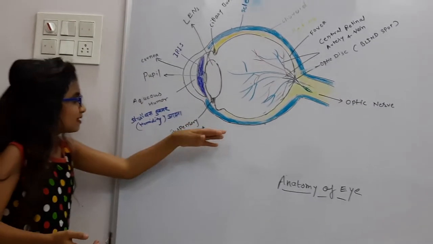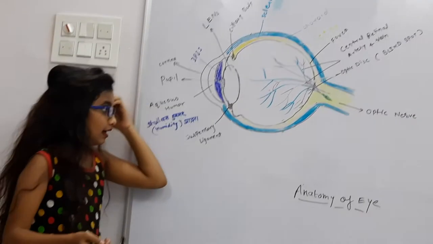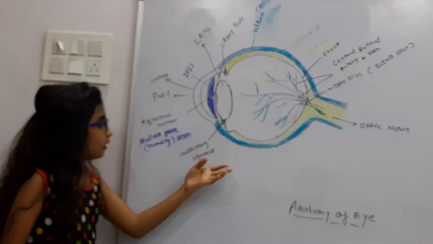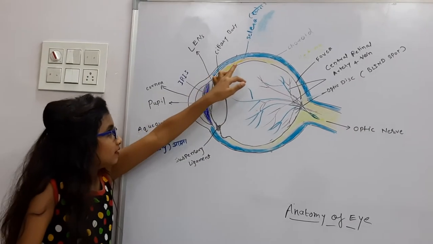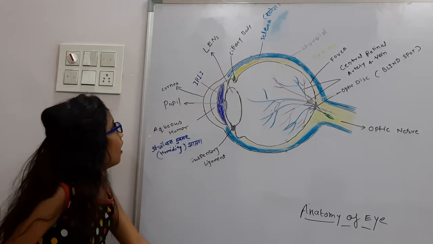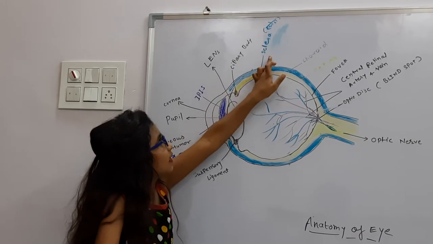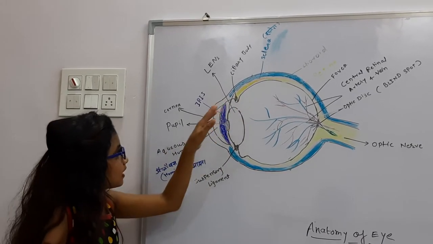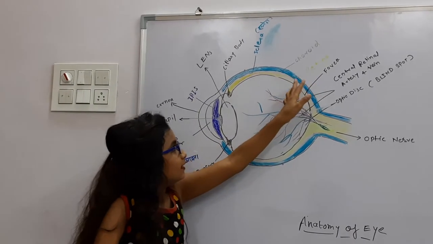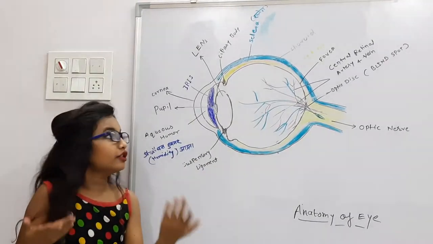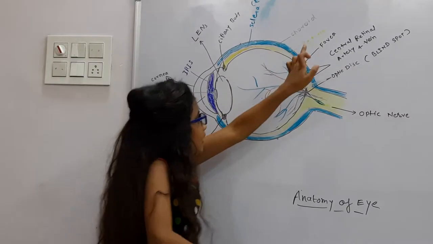So this is the structure of the eye, and I am going to explain it on this diagram. The outermost layer of the eye is known as the sclera. The inside layer is known as the choroid, and the innermost layer is known as the retina.